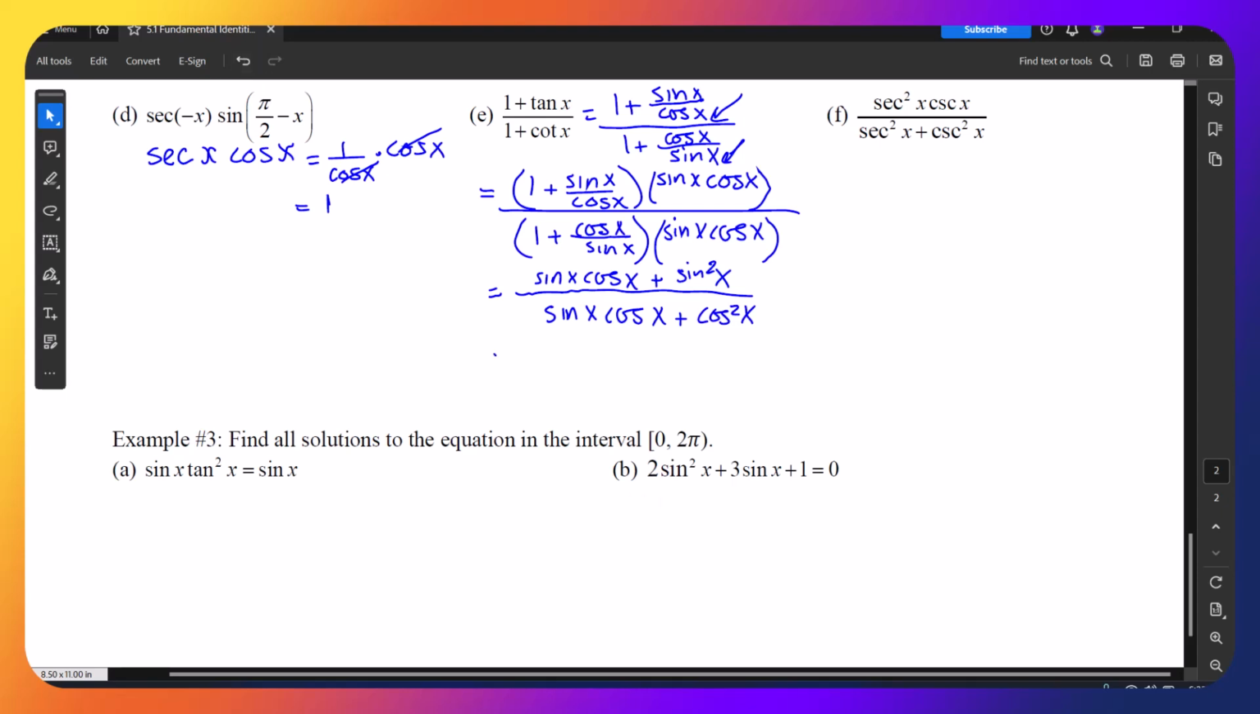Okay, we're going to need to simplify this a little bit further. In the numerator, you have two terms. They each contain sine of x. So I'm going to go ahead and factor sine of x out. And you're going to have cosine x plus sine x.